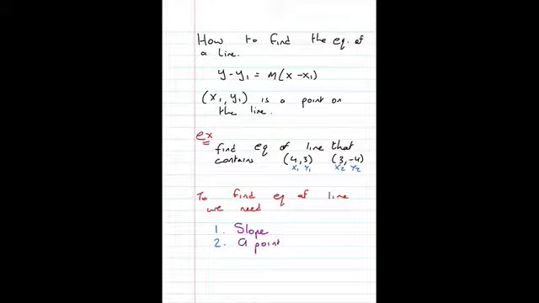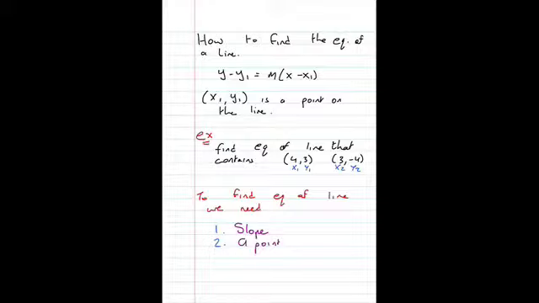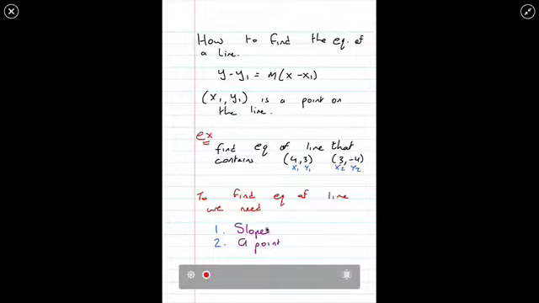Now, how do we find the equation of the line? This is the formula for the equation of a line: y minus y1 equals m times x minus x1. We always need two things for the equation of a line. We need a slope and we need a point, because we need to sub something in for m, and something for x1 and y1.